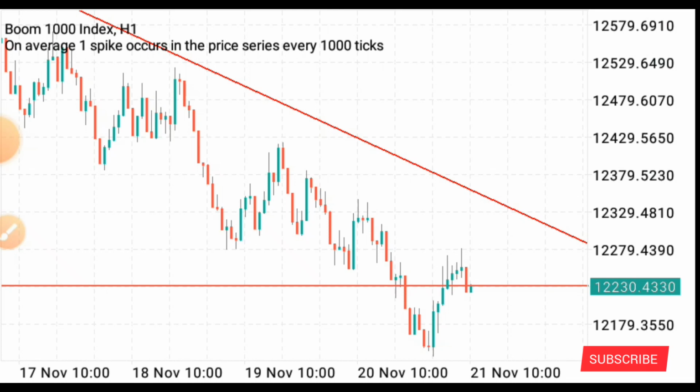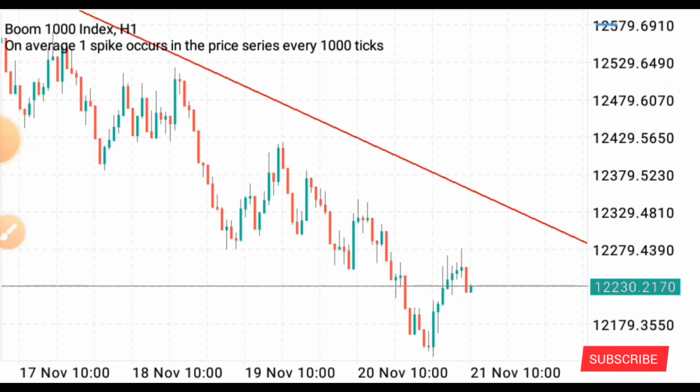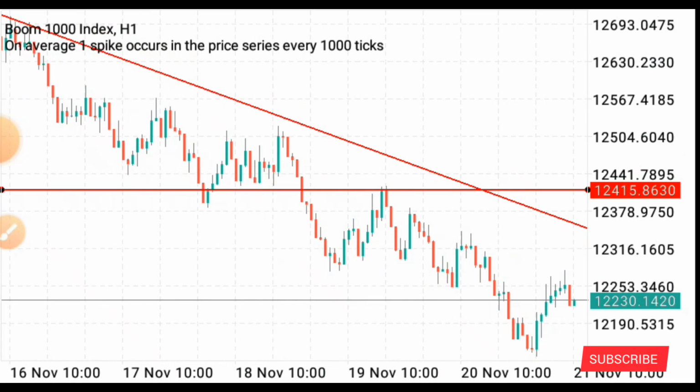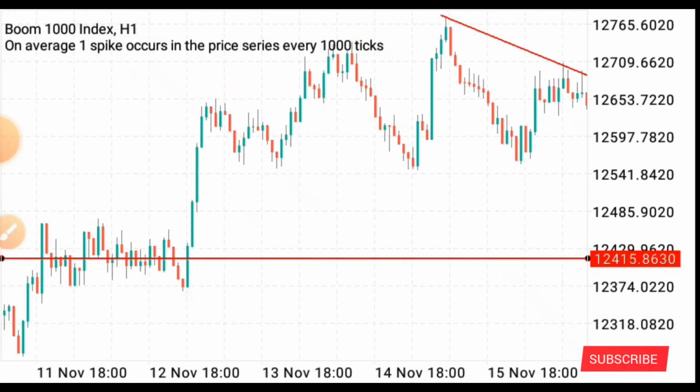Here on the 1 hour time frame, I will try to identify the structures, like the support and resistance zones. So I go to my tool and bring out my trend lines. I've seen something here. After identifying the support and resistance zone, I'll check if it's a valid one.